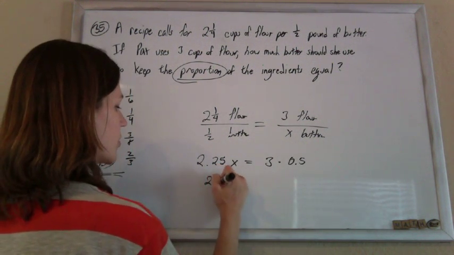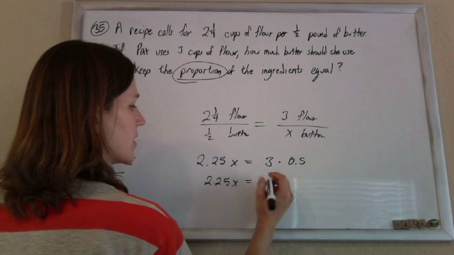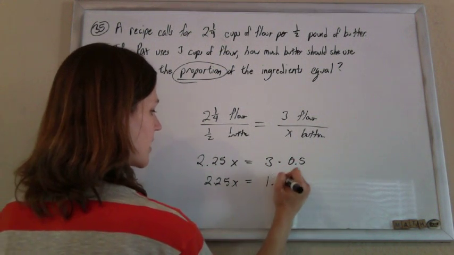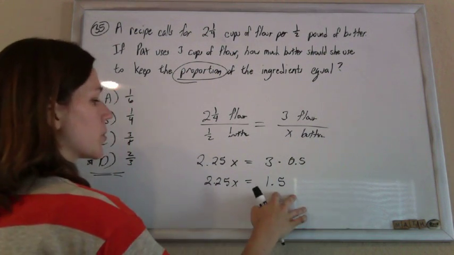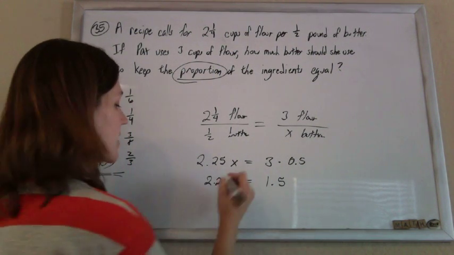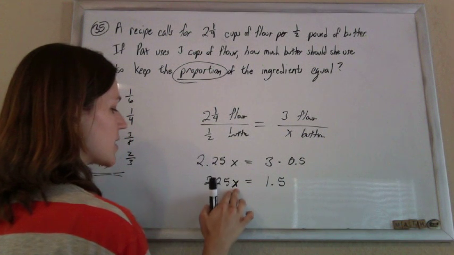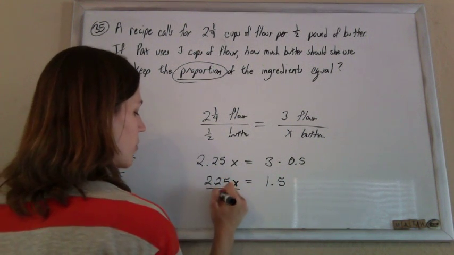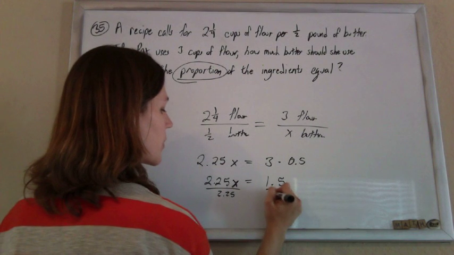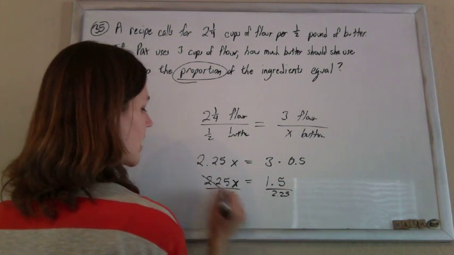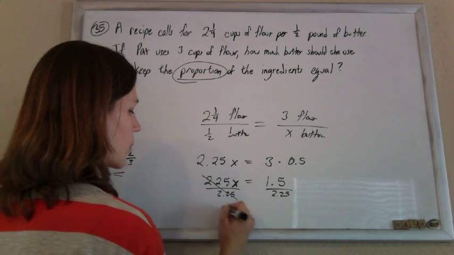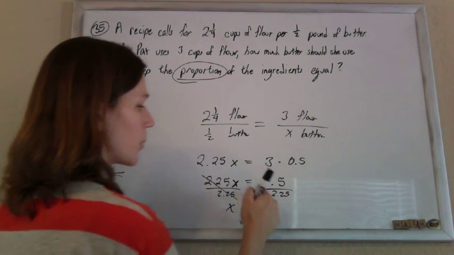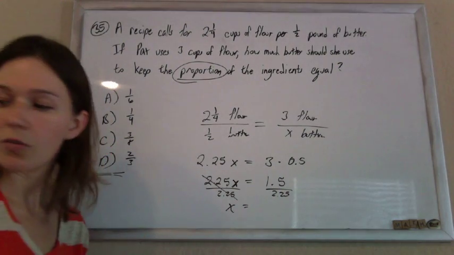So 2.25 times x, and 3 times a half, if you punch that in on your calculator, or you just know a half of 3 is 1.5, so 1.5. One last thing, to solve for x, the x is being multiplied by the 2.25, so to undo that multiplication, we divide both sides by 2.25. That fancy form of 1 just goes away to leave you with the x, and 1.5 divided by 2.25.